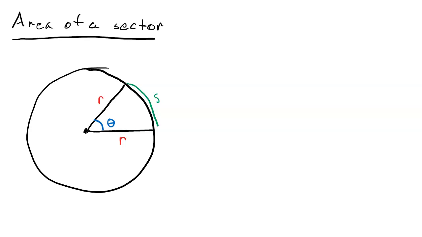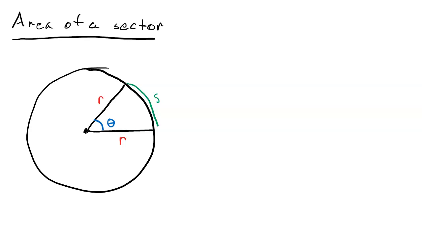Okay, so what I've drawn here is a circle with two radii and an angle. Remember, this is called a central angle. And then we have this arc S. And this is the definition of a sector. You can think of it like just a slice of cake, right? It's just a portion of the circle, has two radii, one angle, and an arc.